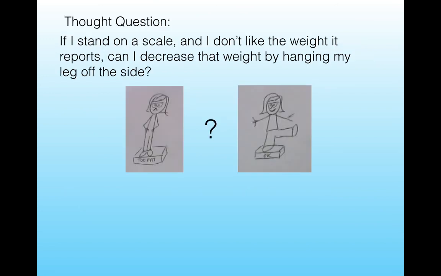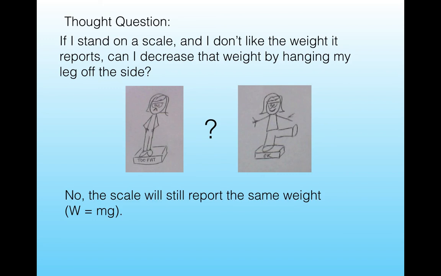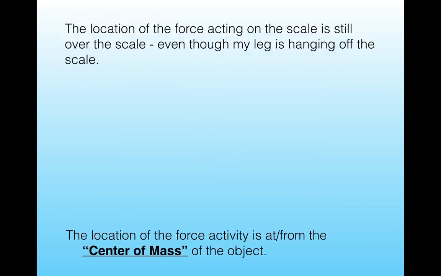Here's another thought question. If I stand on a scale and I don't like the weight it reports, can I decrease that weight by hanging my leg off the side, like in this picture? Sorry for the terrible illustration, but I did draw these myself. You should do this experiment at home if you have a scale, or at the gym sometime, and see what you get. But in the meantime, or if you've tried it before, you know that no, the scale will still report the same weight, which is still mass times g. And the question is why? How is it possible that all the force is still going down?